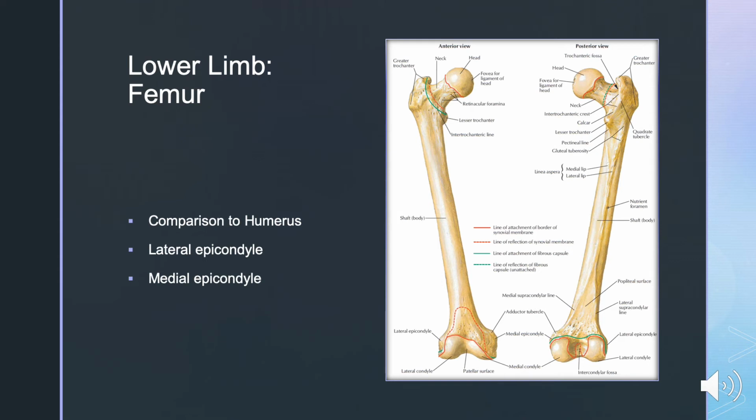The femur is the largest bone in the body, and the superior portion is very similar to the humerus. It has a large socket, which is the head, and then greater and lesser trochanters, which is similar to the greater and lesser tubercles. On the bottom, you have lateral and medial epicondyles, which articulate with the tibia, and the patella will rest at this intersection.